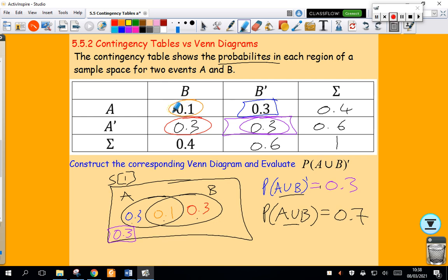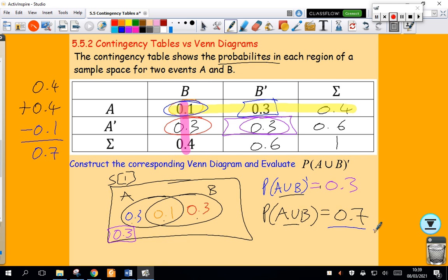Or add up all the probabilities in row A, that's 0.4. Then add up all the probabilities in column B. That's also 0.4. But I'll have counted these ones twice, so I'll have to remove 0.1, and that gives me 0.7. Exactly the same as that.